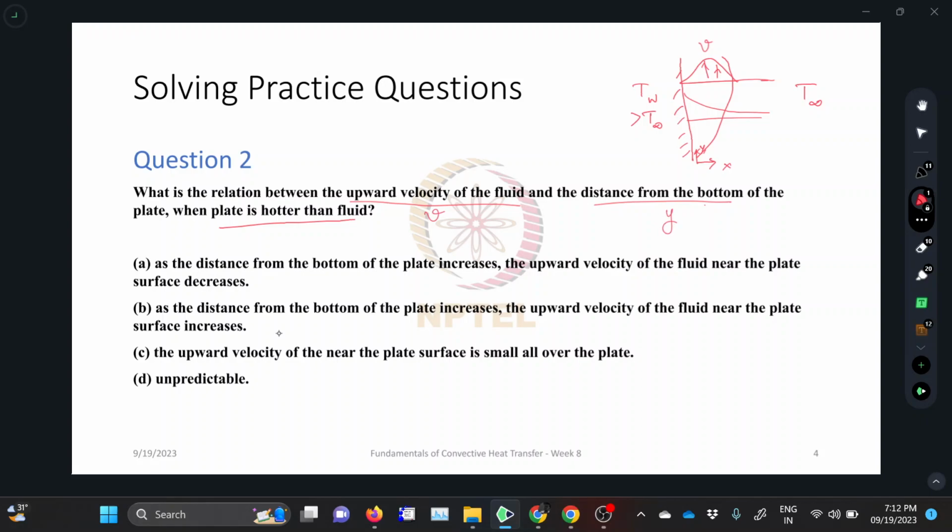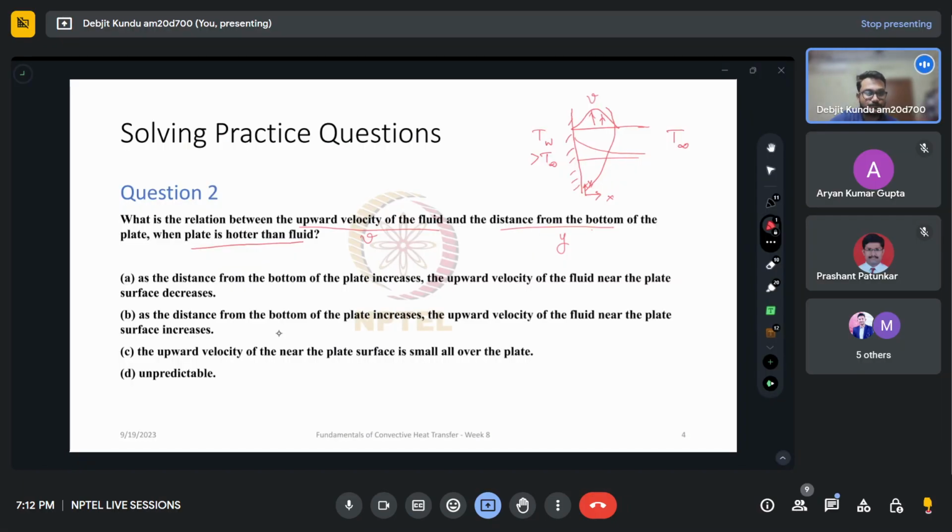So what this question is asking us, what is the relationship between the velocity v and the distance from the bottom of the plate y? Option A says that as the distance from the bottom of the plate increases, the upward velocity of the fluid near the plate surface decreases. Option B says, as the distance from the bottom of the plate increases, the upward velocity near the plate surface increases. Option C is the upward velocity near the plate surface is small all over the plate. It does not vary. And option D says that it's unpredictable. It could be anything. So what is it among the four options?